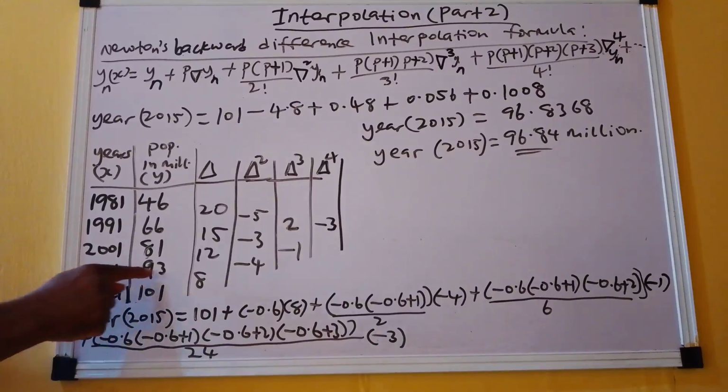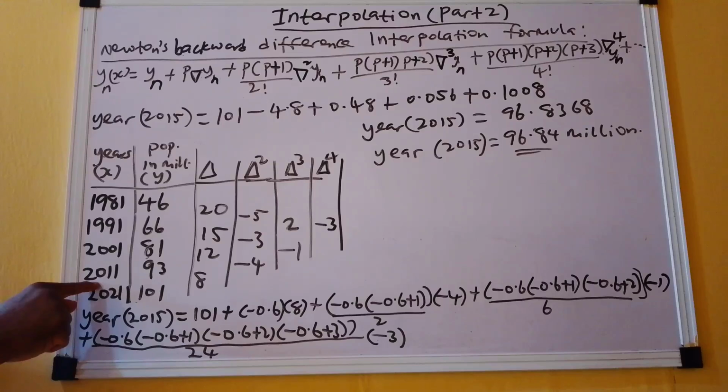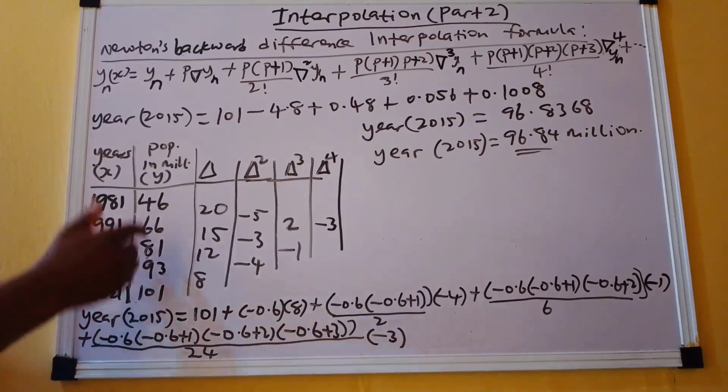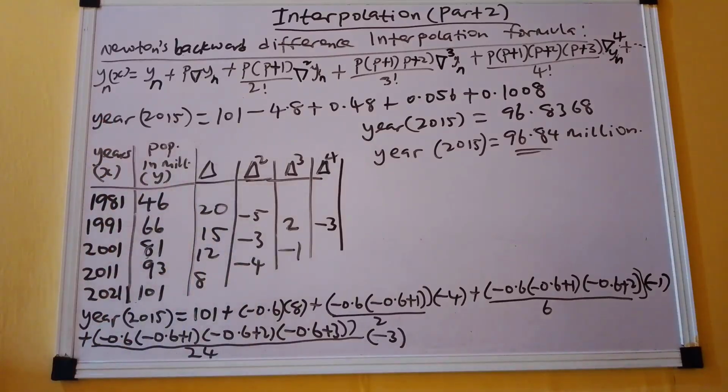You can see 2015 lies between 2011 and 2021, and for 2011 is 93 million. Of course, 2015 is expected to be higher than that of 2011, because you can see there's a steady increase in the population in millions for this particular country. So the population for this country for year 2015 is 96.84 million. So we have been able to do justice to this. I believe you have learned how to use interpolation to carry out estimation.